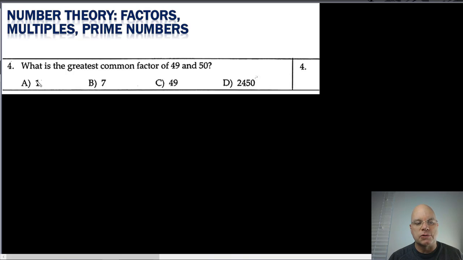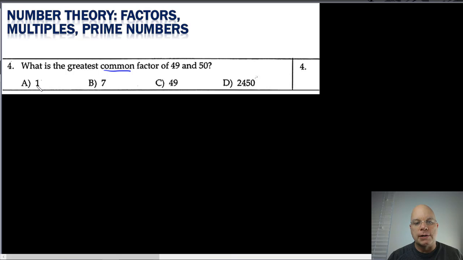Problem number 4 may have been better placed in the use the answer choices category, because if we're trying to find the greatest common factor of 49 and 50, sure, I could break them down into their prime factorization and sort them into a Venn diagram, find the GCF, but it's a lot easier to use the answer choices, because the greatest common factor of 49 and 50 must be a factor of both 49 and 50. That's where the word common comes from.